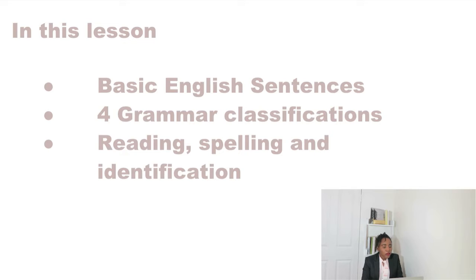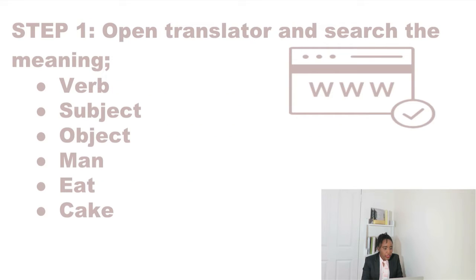And we will also focus a little bit on extended reading as well as spelling and identification of these specific grammar classifications. So remember to open your translator. If there's anything you do not understand, please look it up before you proceed. For now, I need you to look up the following words. So they are verb, subject, object, man, eat, and cake.